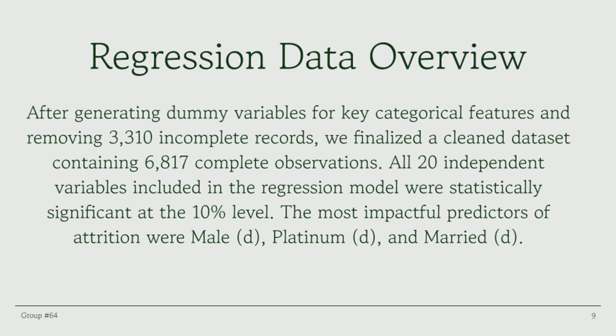Regression data overview. After generating dummy variables for key categorical features and removing 3,310 incomplete records, we finalized a clean dataset containing 6,817 complete observations. All 20 independent variables included in the regression model were statistically significant at the 10% level. The most impactful predictors of attrition were male, platinum, and married.